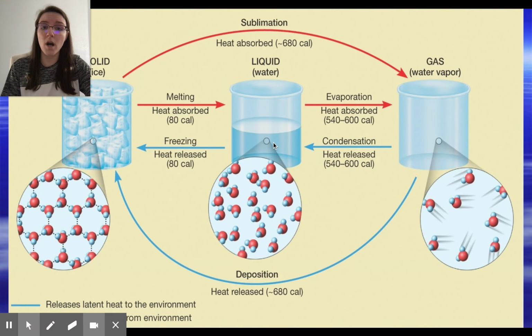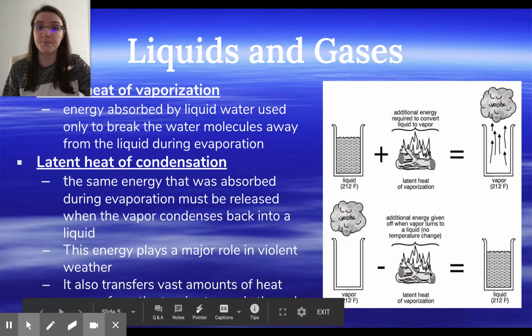So when water solidifies, it freezes and becomes ice, there are 80 calories of heat released. When water becomes water vapor, there's anywhere between 540 and 600 calories of heat absorbed, taken out of the environment, that will then be released when the water vapor condenses again.